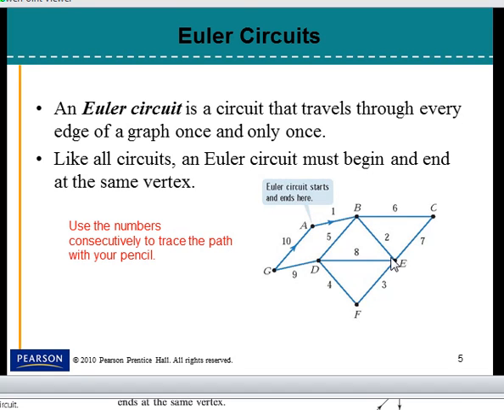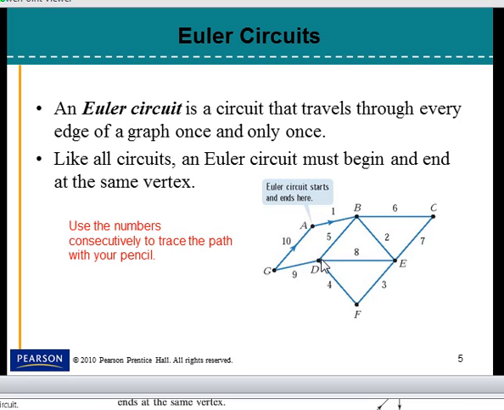Then the next one, number three, number four, and so forth. So we're going from A to B. Then we're going from B to E. That's number two. Number three is from E to F. That's number three. Number four, we go from F to D.